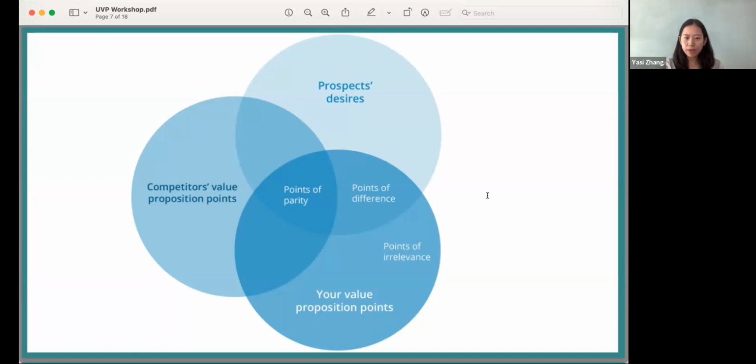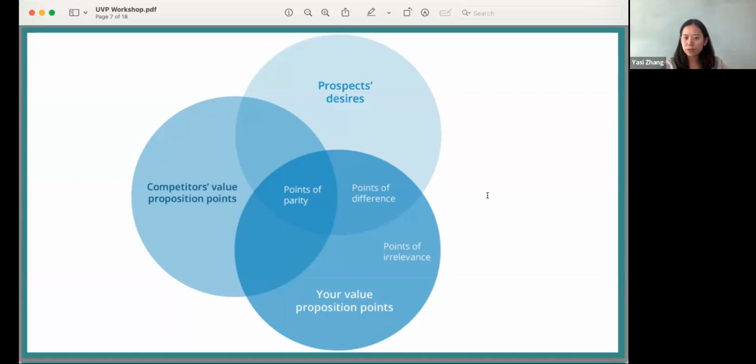Then you see what your competitors can offer. What are your competitors' value propositions? Then you look at your own value proposition points, right? At this stage, maybe you don't have a sentence yet, but you have some points like, this is why I'm different, these are the benefits I can deliver, these are the results I can deliver. And then you put them together, and you will see that when what you can offer is the same as what your target audience wants, that is either in points of parity or points of difference. But what you can offer is the same as your competitors, and they are all what the customers want.